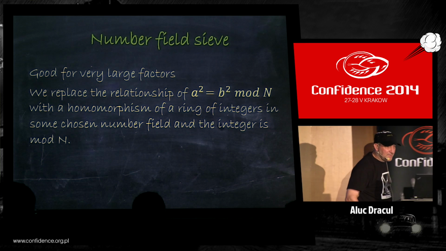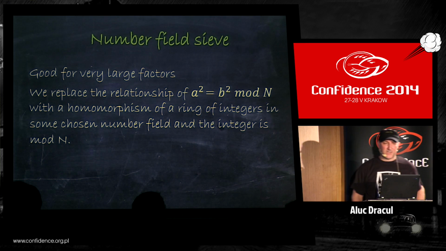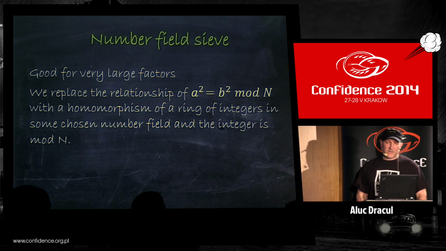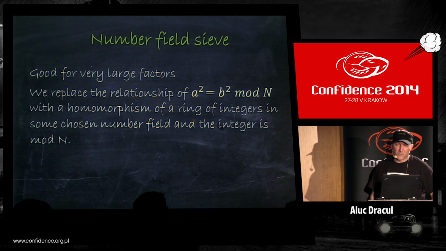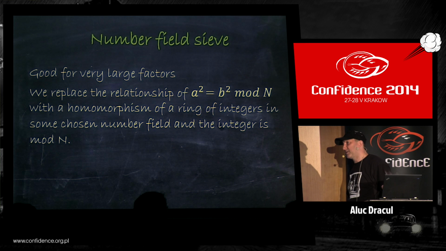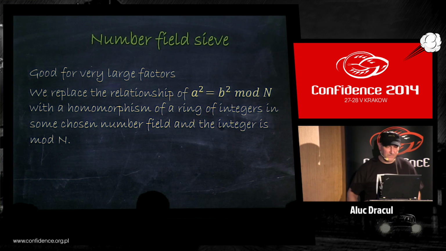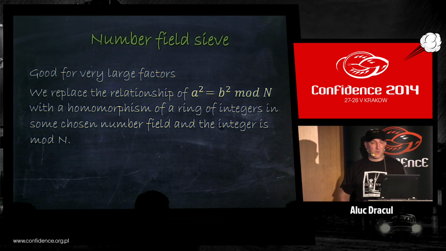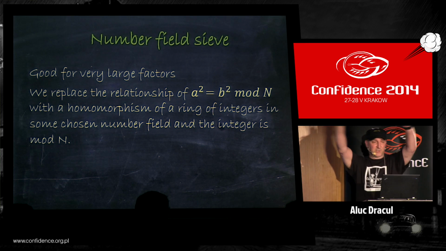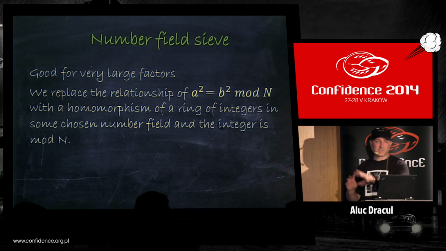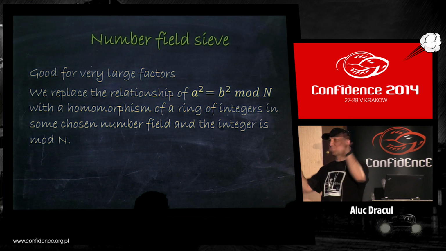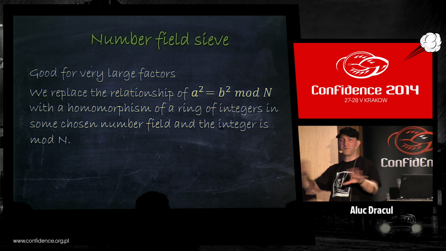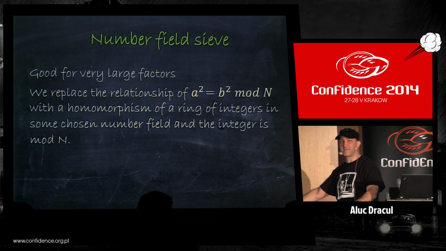We replaced the relationship of a squared equals b squared mod n, that's what we had in the factorization sieves before. Now we do this with a homomorphism, which is a ring of integers with some chosen number fields, and the integers mod n. So you have several number fields which you can choose from. You just build some number fields and you calculate in each number field for itself.